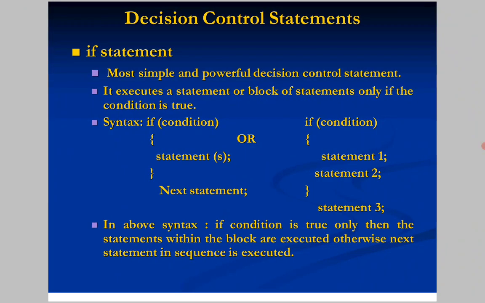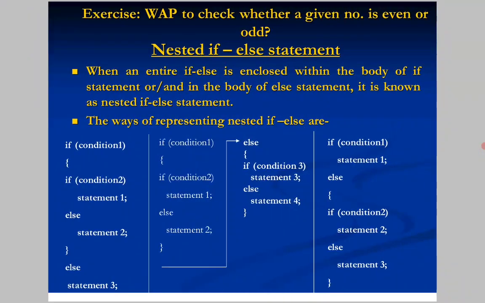So here we may write a small program using all the different types of if statements. The first type is: if condition 1, if condition 2, statement 1, else statement 2, else statement 3. And in the second block: if condition 1, open bracket, if condition 2, statement 1. So these are the different examples or syntaxes used to represent nested if statements. What is a nested if statement?